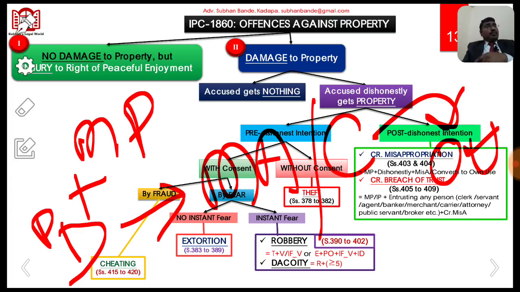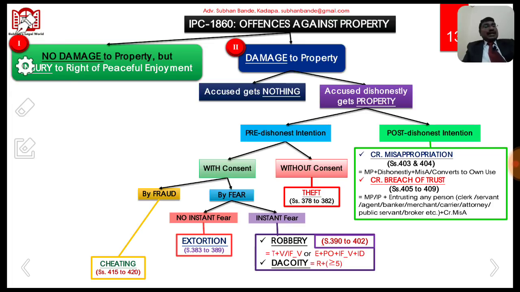The subject matter is the movable property. After obtaining the movable property from another person, the accused with post dishonest intention misappropriates such movable property or converts such movable property for his own use. It is known as criminal misappropriation as under section 403 of IPC. The next one under this subcategory is criminal breach of trust. Sections 405 to 409 deal with criminal breach of trust.